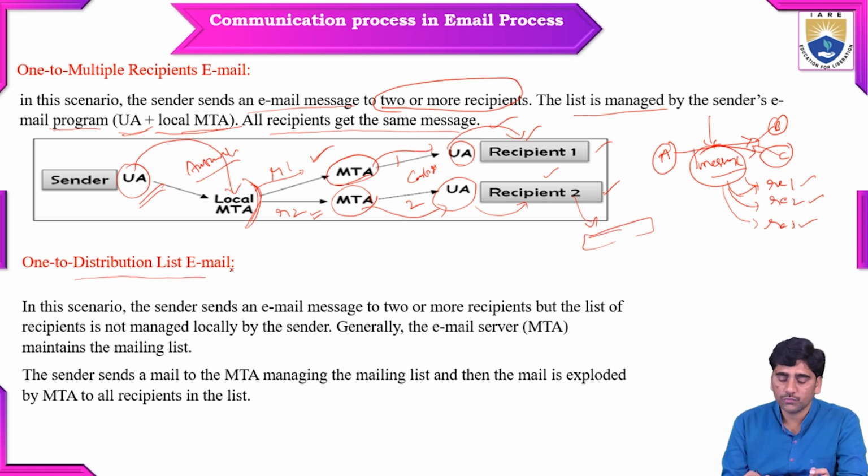And the third one is one to distribution list email. In this scenario, the sender sends an email message to two or more recipients, but the list of recipients is not managed locally by the sender.